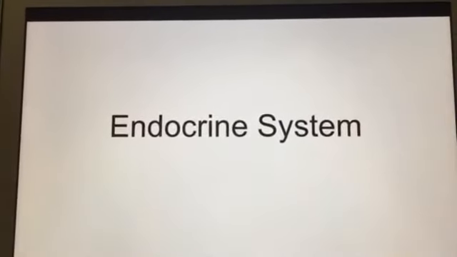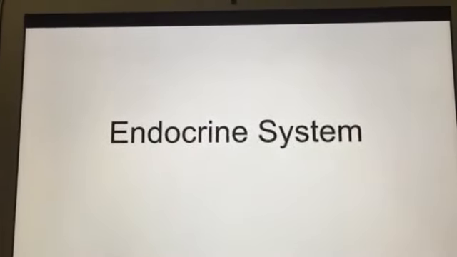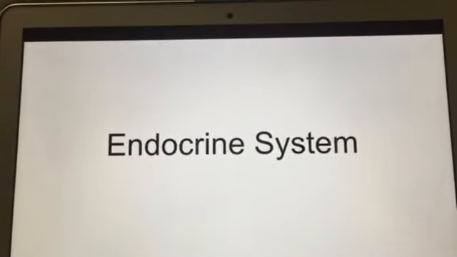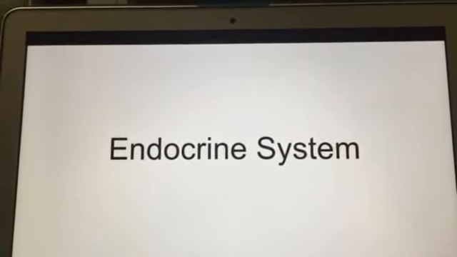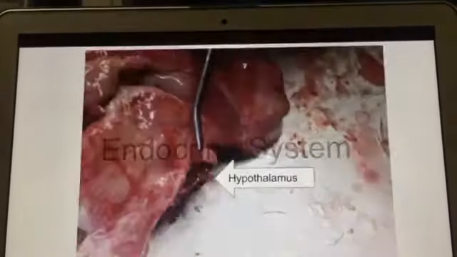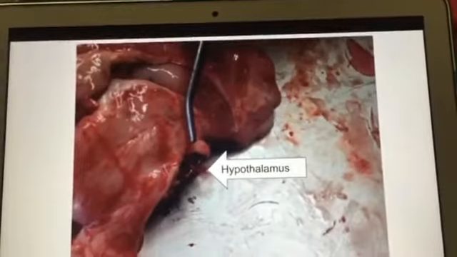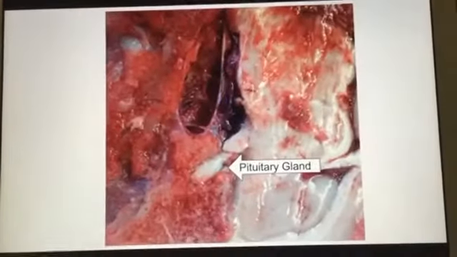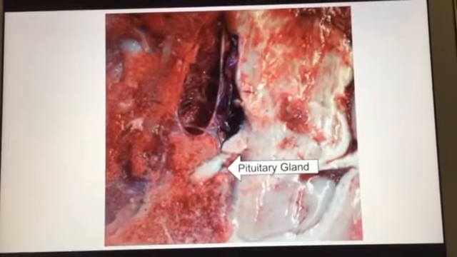The final system that we will discuss in this section is the endocrine system, whose functions are communication and regulation. Some of the glands associated with this system are the hypothalamus, pituitary gland, pineal gland, and the thyroid gland. The hypothalamus is ventral to the thalamus and forms the floor and wall of the third ventricle. The pituitary gland is attached to its base by the infundibulum.